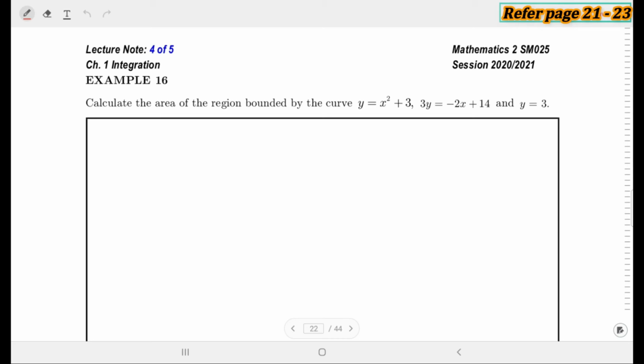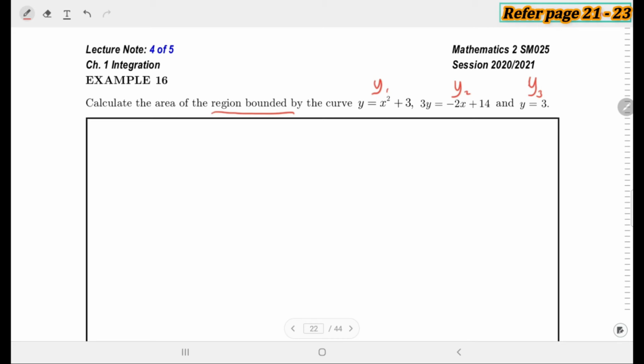Example 16. Calculate the area of the region bounded by the curve y equals x squared plus 3, a quadratic, the linear function 3y equals negative 2x plus 14, and y equals 3. So first, let's represent this function as y1, this one as y2, the last is y3. To find the area of the region bounded by these three functions, we have a quadratic and two linears. As usual, it is better for us to have the sketching first, because from there we will see and identify which region is to be bounded.